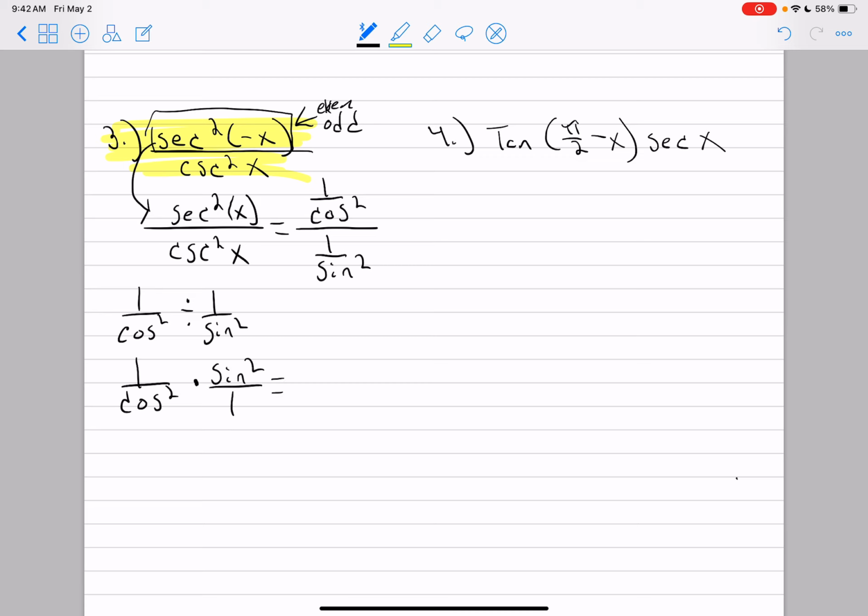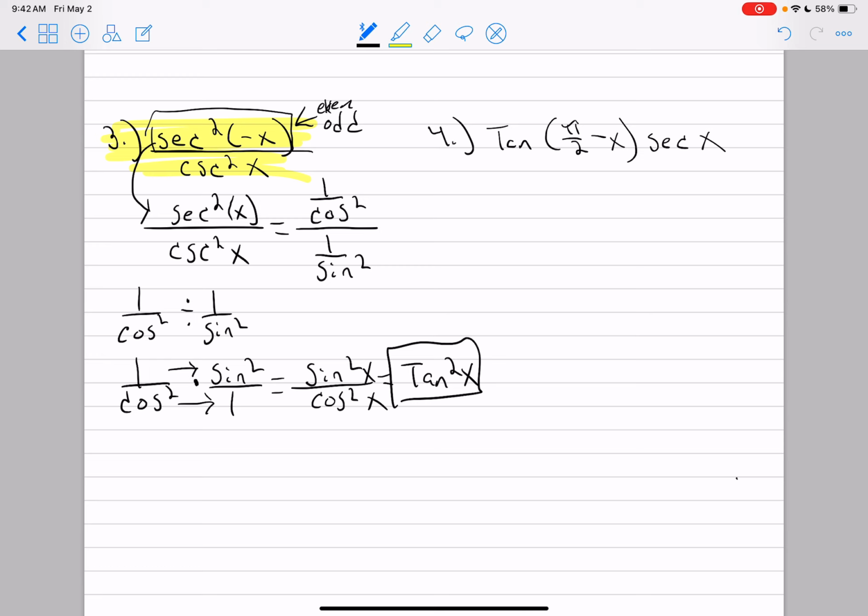Well, let's keep going. Let's multiply across. 1 times sine squared is sine squared. Cosine squared times 1 is cosine squared. Look, we got sine squared over cosine squared, which means we have sine over cosine, which we should know is tangent. So we just have tangent squared x. Boom, boom, boom. Easy work.